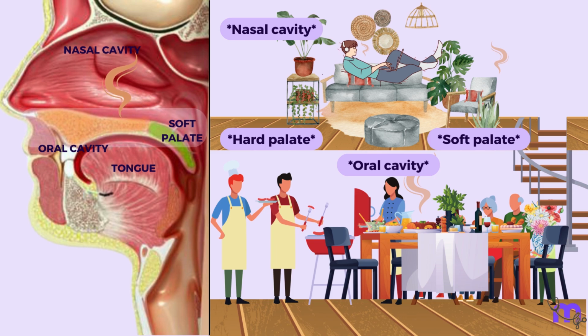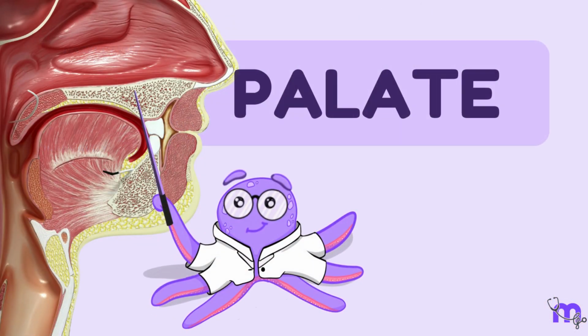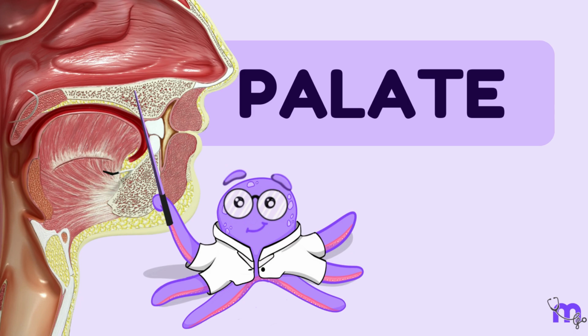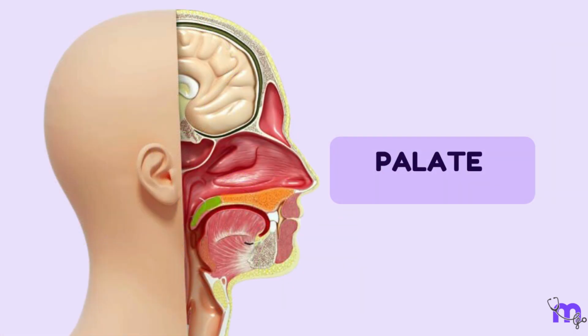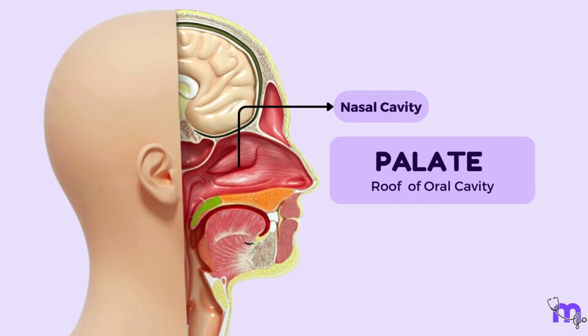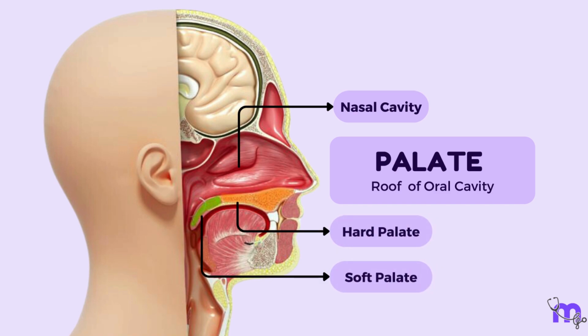Sometimes, when you take a big bite of your favorite food, the aromas travel up the staircase to greet your nose. Let's get into the anatomy of the palate so you can understand better. The palate is defined as the roof of your oral cavity that separates it from the nasal cavity. It is divided into two main parts, the hard palate and the soft palate.